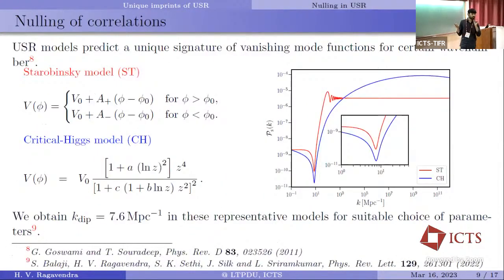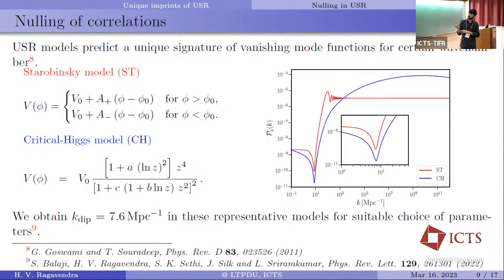Then I will focus specifically on the unique signature that gets produced only in ultra-slow roll models, which is this dip before the enhancement. This enhancement, as has been discussed, can be arrived at during other phases of inflation or other models of inflation as well. But ultra-slow roll alone predicts this dip in the power spectrum before the rise. We showed in a recent work that this dip is actually a nulling of correlations, as in the scalar mode function vanishes at a specific scale.